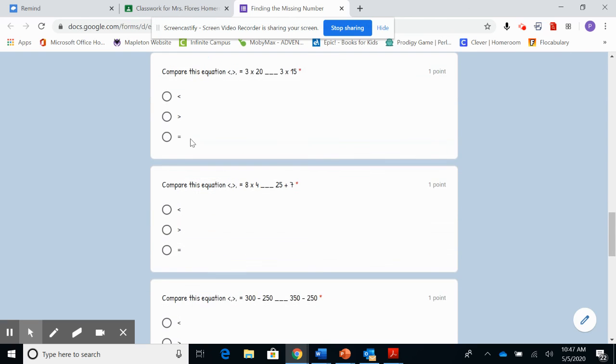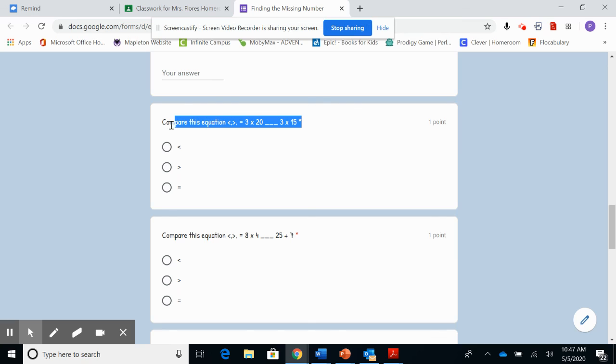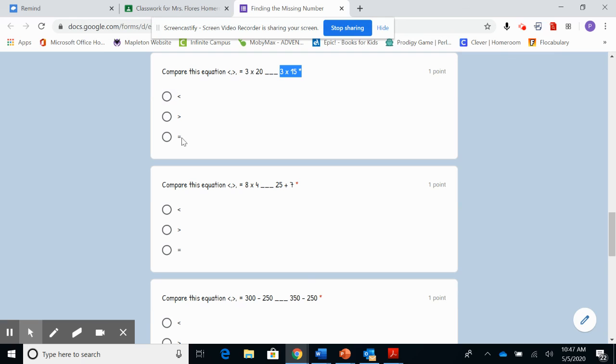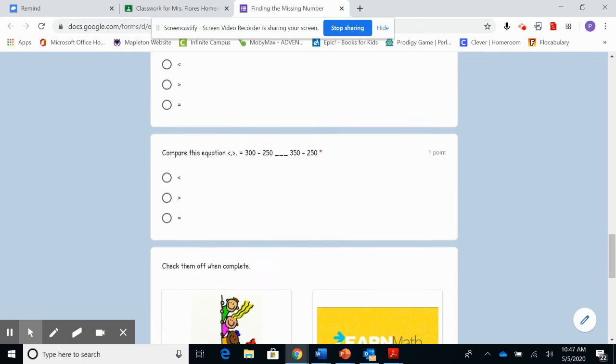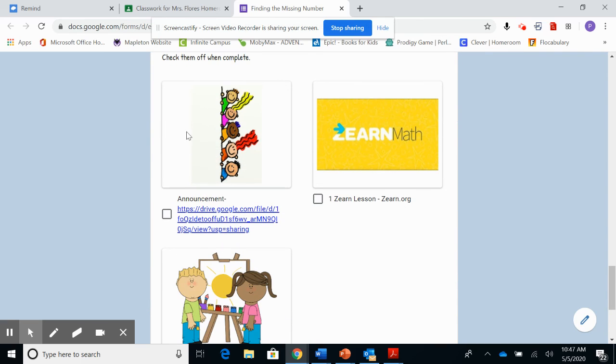And then if you scroll down, you have a compare the equations problem. So here you have to solve each equation to see which one Mr. Pac-Man will eat or if they are equal. And then you will choose the correct one. Again, please do not guess. And then lastly, here you're going to check off as you are done.